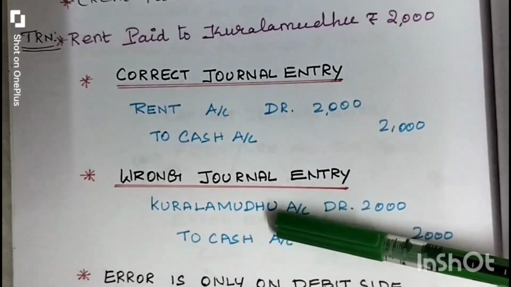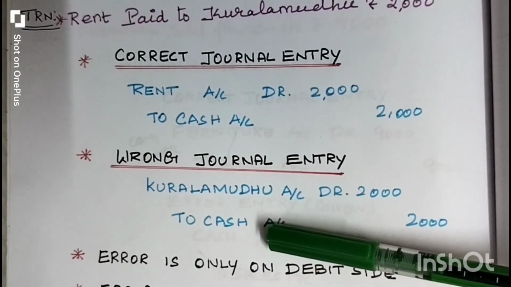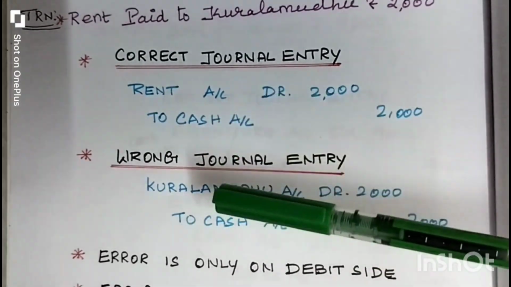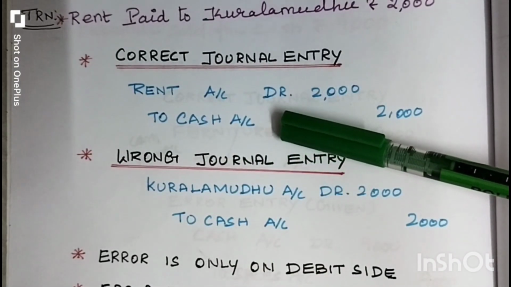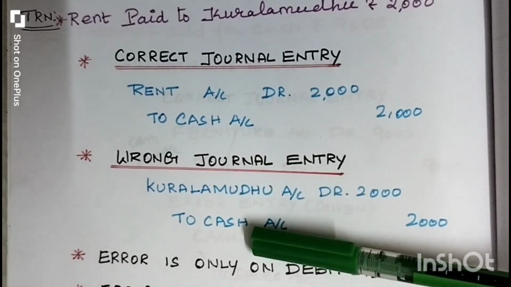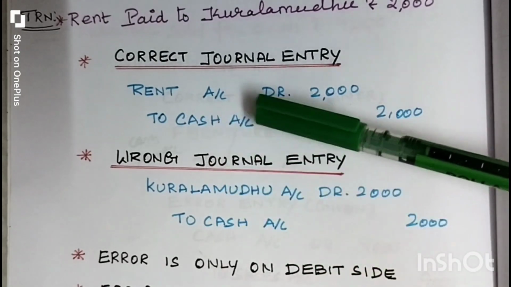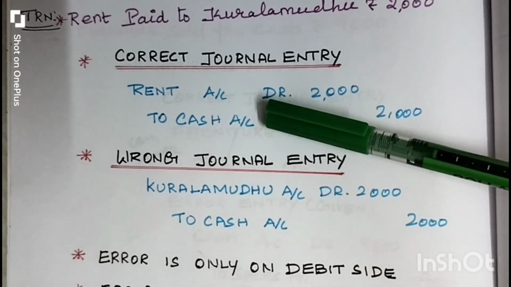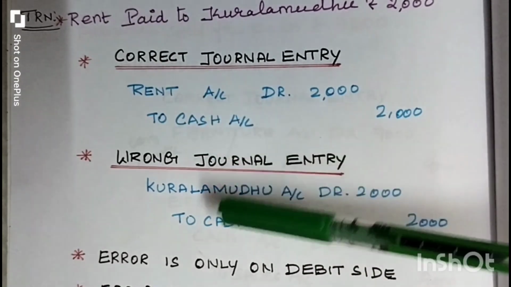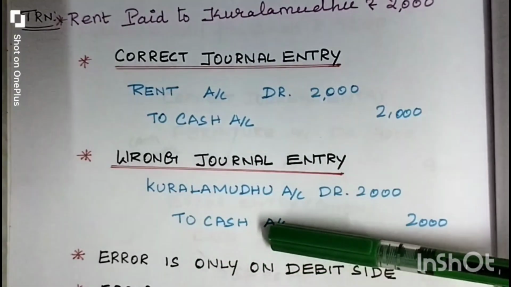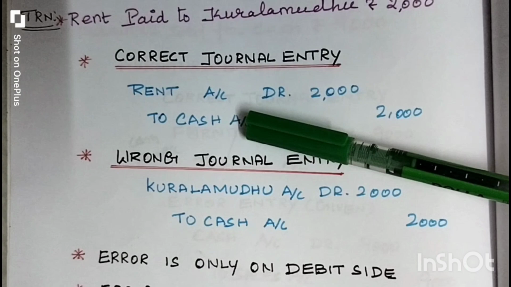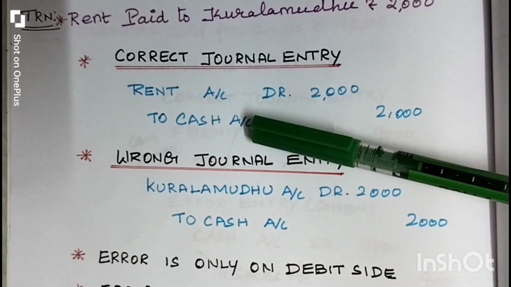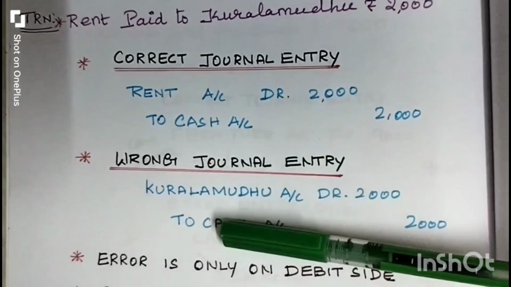This is the error journal entry they gave us. So where is the error? We have to compare these two journal entries, then only we can find the error. Let's take the credit side. On the credit side we have the cash account in both journal entries. So we have the same account on the credit side in both, so there is no error.